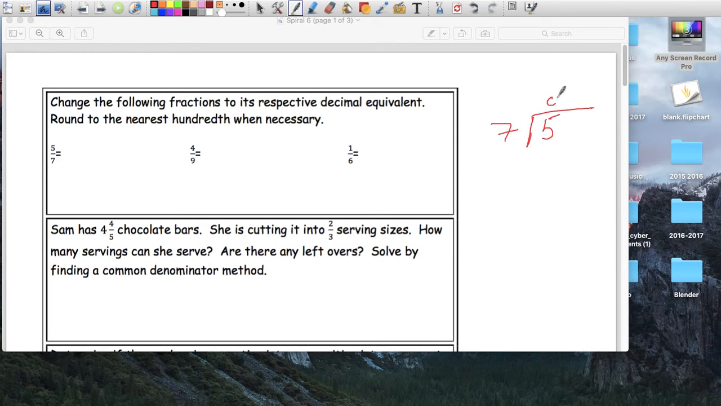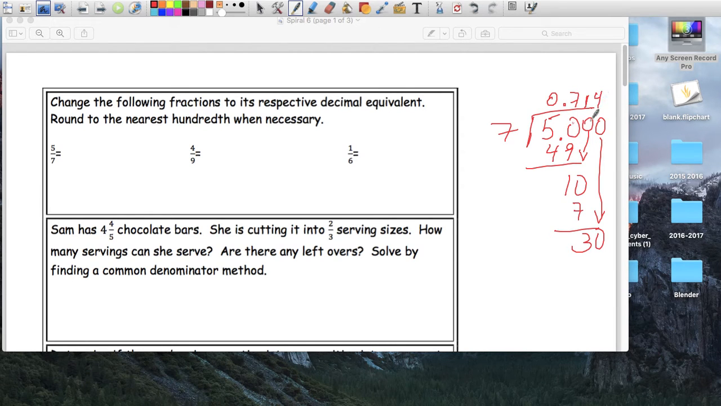7 doesn't go into 5, so 0. Add a decimal. 7 goes into 50, sorry, 7 times, 49. There's 1 left over. Bring another 0 down. 7 goes into 10 1 time. That's 7. 10 minus 7 is 3. Let me just bring one more 0 down, and 7 goes into 30 4 times.